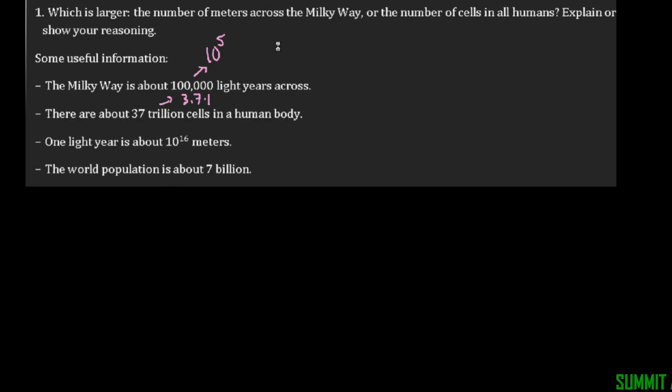So let me actually write that on the side here. So let's say this is going to be 3.7 times 10 to the exponent of 13. And it says 1 light year is about 10 to the 16 meters long. And it says the population is about 7 billion. So that's going to be the same as 7 times 10 to the exponent of 9.